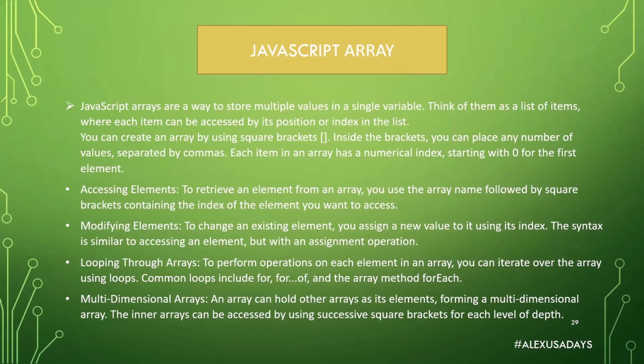You can loop through arrays. To perform operations on each element in an array, you can iterate over the array using loops. Common loops include for...of, and the array method forEach. You can create multidimensional arrays. An array can hold other arrays as its elements, forming a multidimensional array. The inner arrays can be accessed by using successive square brackets for each level of depth. And we're going to have all those examples in code. So right now we're just covering the basic theory of it.